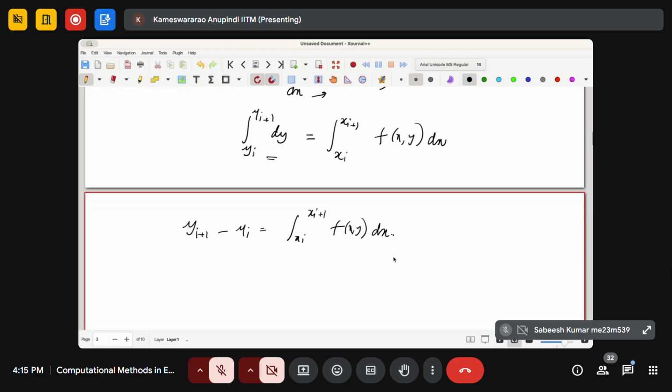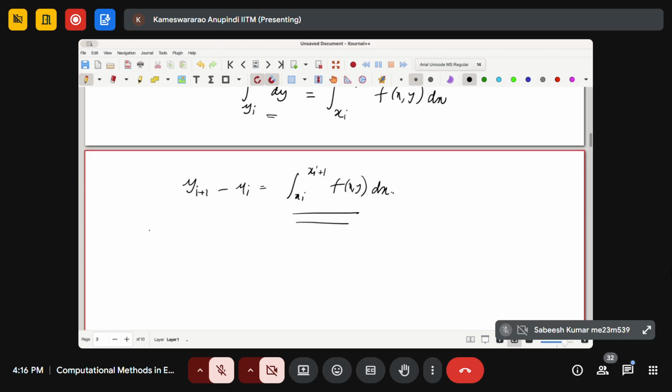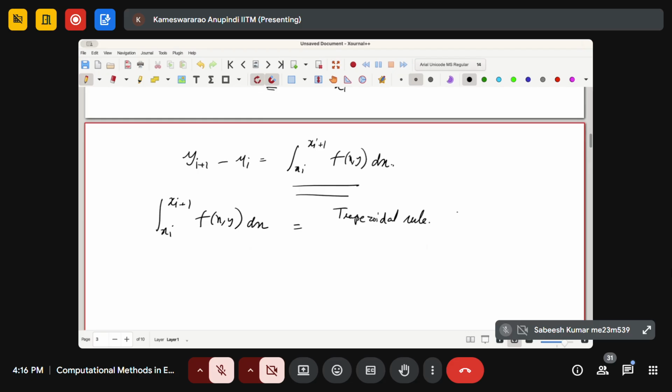So what we have done till now is that if this entire integral was evaluated at xi, and then we multiply with dx, that is xi plus 1 minus xi, that was our explicit Euler. If the entire integral was evaluated at xi plus 1, yi plus 1, and then multiplied with xi plus 1 minus xi, that is h, that was your implicit Euler. Whereas in the trapezoidal method, we're going to integrate this integral from xi to xi plus 1 of f of x, y dx using the trapezoidal rule. Okay, what was the trapezoidal rule?